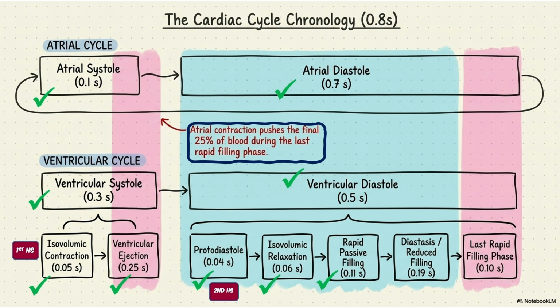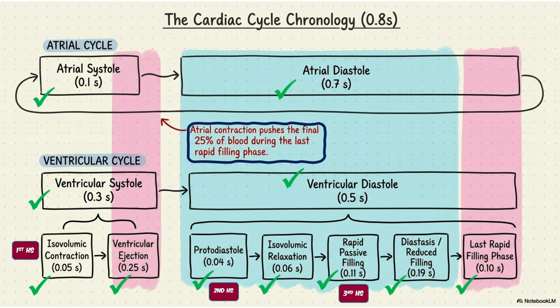As the pressure in the ventricles decreases below the atrial pressure, all the blood which is stored in the atria falls down due to gravity in this rapid passive filling phase. This phase causes the third heart sound. After this, the pressure difference between the atria and ventricles slightly reduces and the flow also reduces. This phase is called diastasis or reduced filling phase of 0.19 second. At the end of this phase, about 75% of the blood reaches the ventricles.